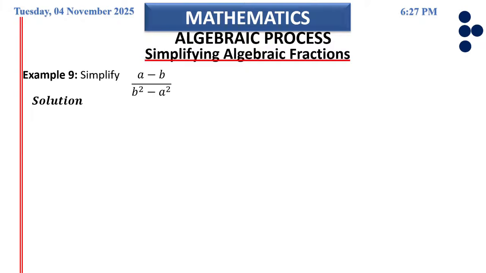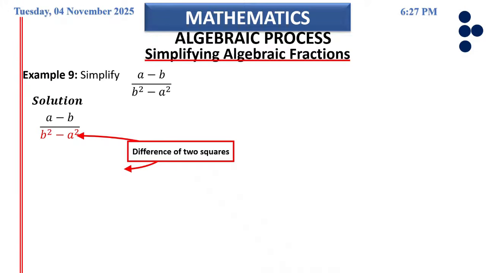Solution: a minus b over b squared minus a squared. If you look at it very well, what do you see? You see difference of two squares. So we are applying difference of two squares here. If you apply difference of two squares, it gives you that. Can you see that? That's what will give you that. So you can see very well.